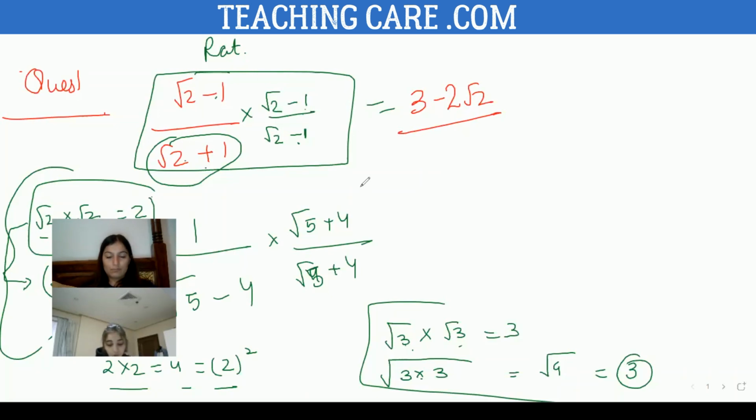It would be 2 plus 1 over 2 minus 1. 2 plus 1 over 2 minus 1. How did you get it? Root 2 plus 1. What will you get as your answer here?